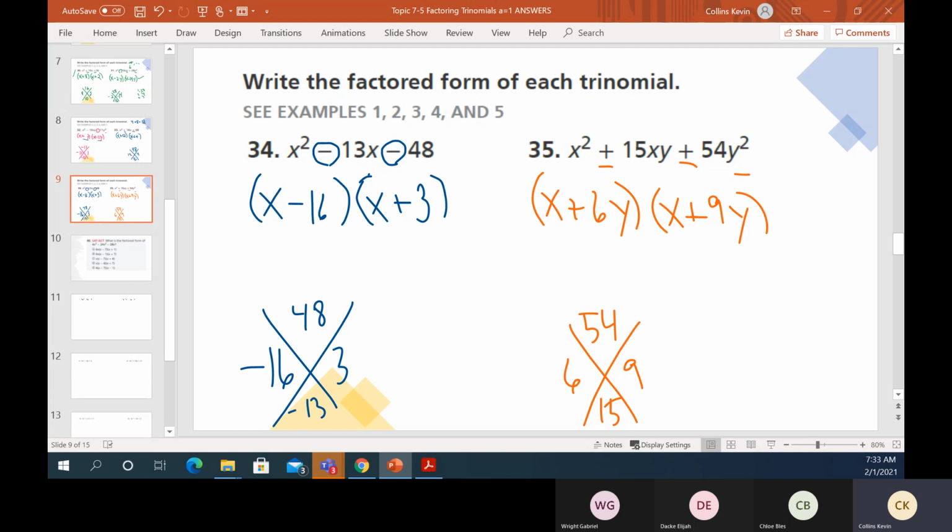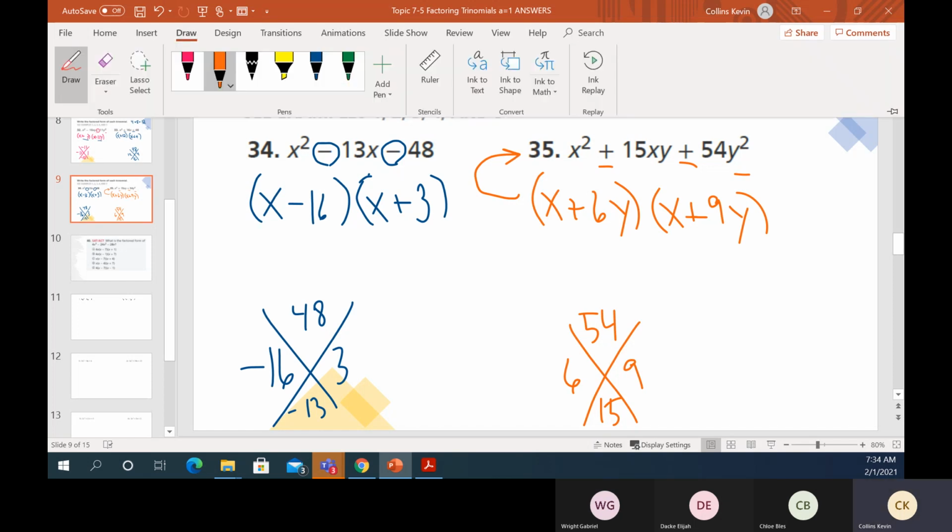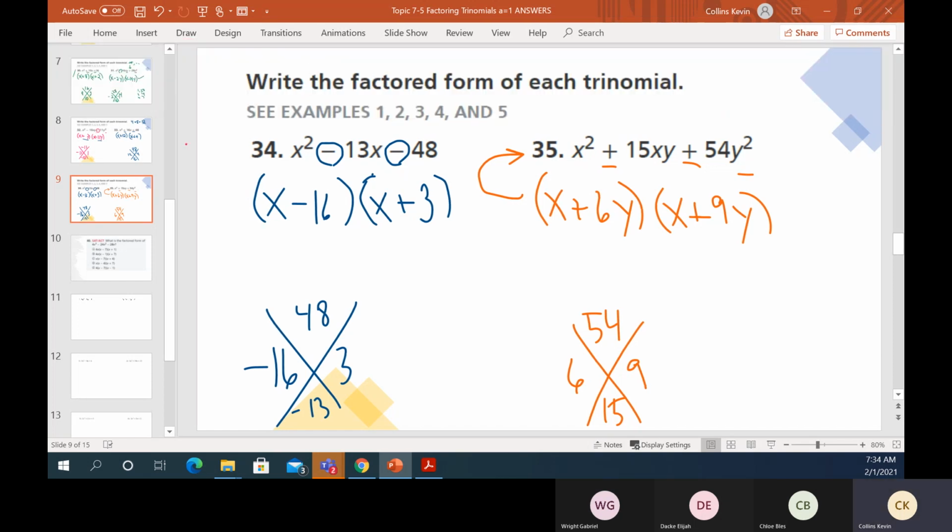And again, like I said, don't let the extra y throw you off. You just throw that extra y in there and we're done. And again, remember, the whole idea of doing this is if you FOIL it back together, you should get this guy back, right? We haven't done that for a while. Let's go ahead and do one of those real quick.